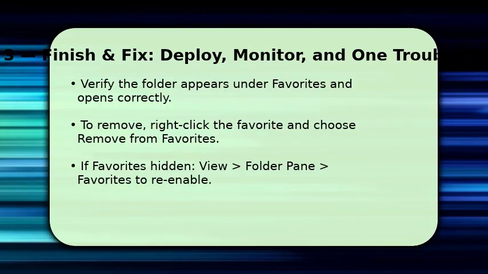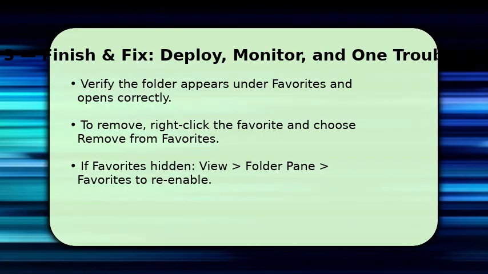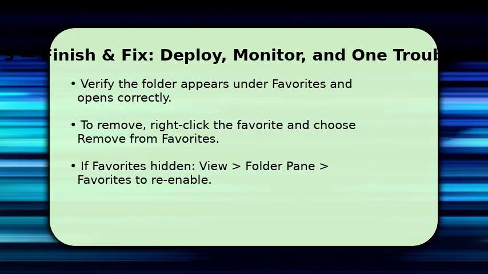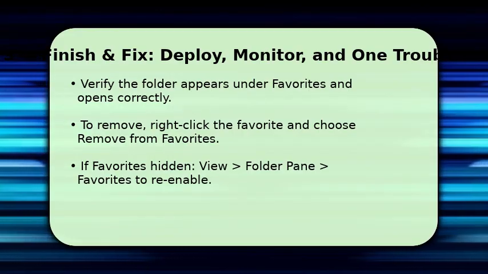If dragging fails or Favorites isn't visible, go to the View menu, choose Folder pane, and enable Favorites, then retry the drag. If Outlook behaves oddly, restart the app. Make sure synchronization finishes before retrying to avoid temporary display glitches.